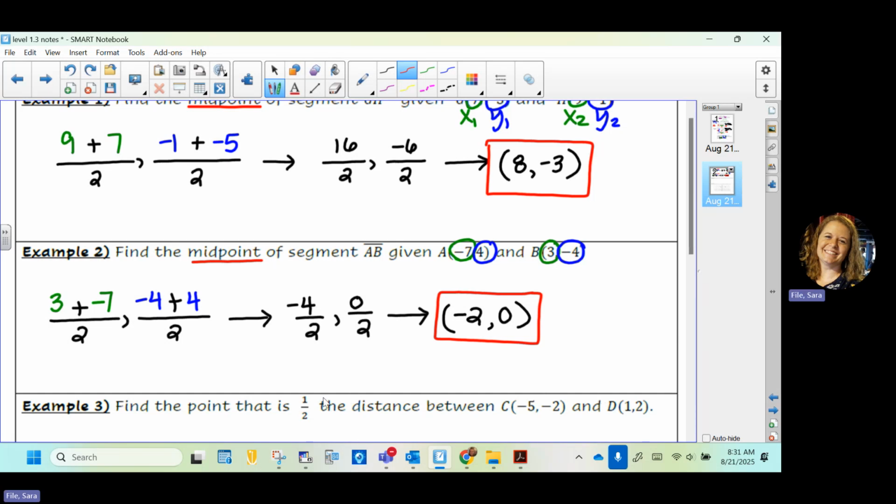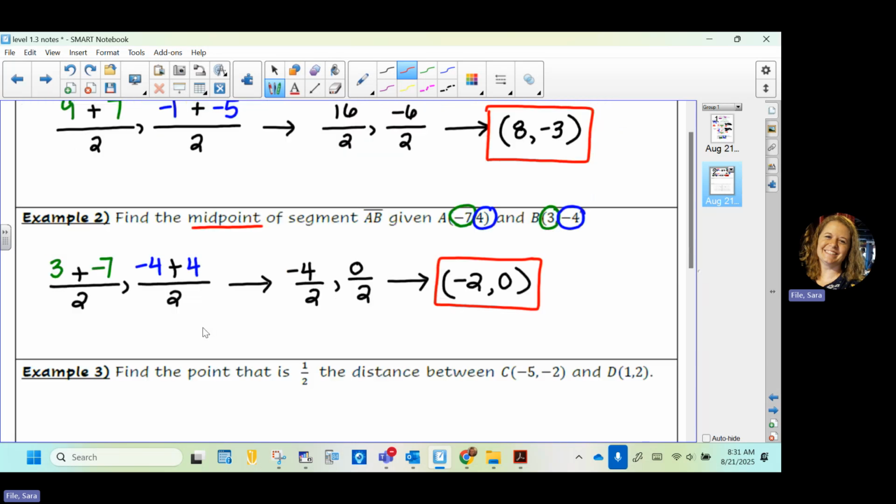Now, if it had some other fraction, if it said 1/4 of the distance or 3/4 of the distance, instead of dividing by 2 like we do for midpoint, if it was find 1/4 of the distance, you would divide by 4. If it was 3/4, you would divide by 4 and multiply by 3. Whatever the fraction is, that's what you're multiplying that sum of the X and Y by. Okay, but this one is half, so half the distance between still means midpoint. If you need to write down that means midpoint, you can write that down.